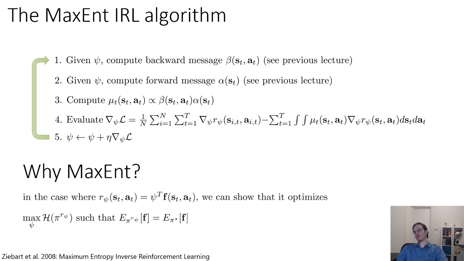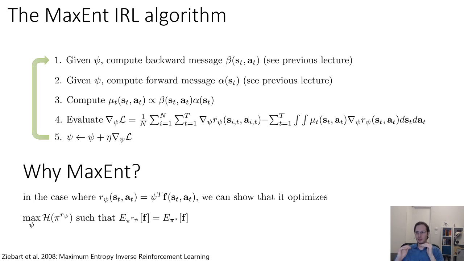Why do we call this the maximum entropy algorithm? Well, in the case where the reward is linear in the parameter vector psi, we can actually show that this algorithm also optimizes a constraint optimization problem where we maximize the entropy of the learned policy subject to the constraint that it matches the feature expectations of the expert. So there's actually a deep connection between this algorithm and the feature matching methods that we saw before, and the way that they disambiguate the ambiguity in feature matching is by saying that you should match the features, but besides that you should be as random as possible. And that's the principle of maximum entropy.